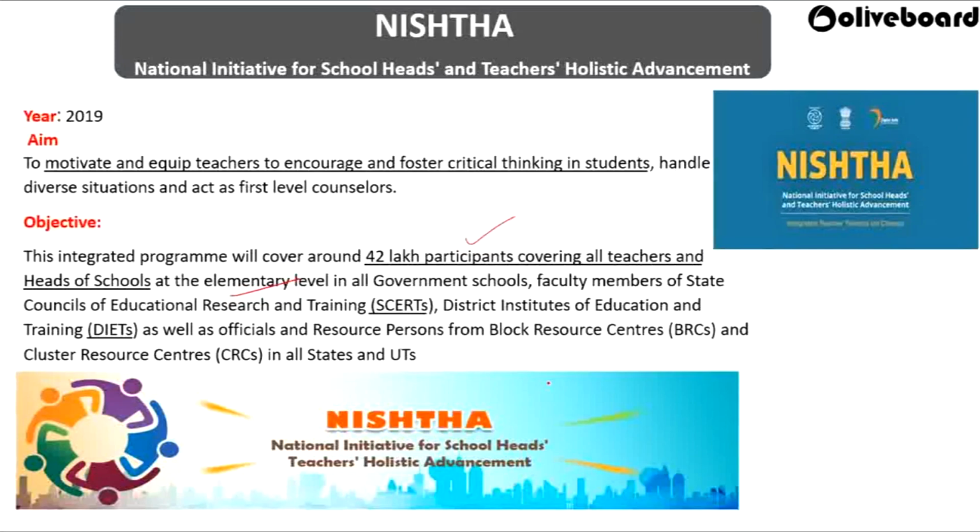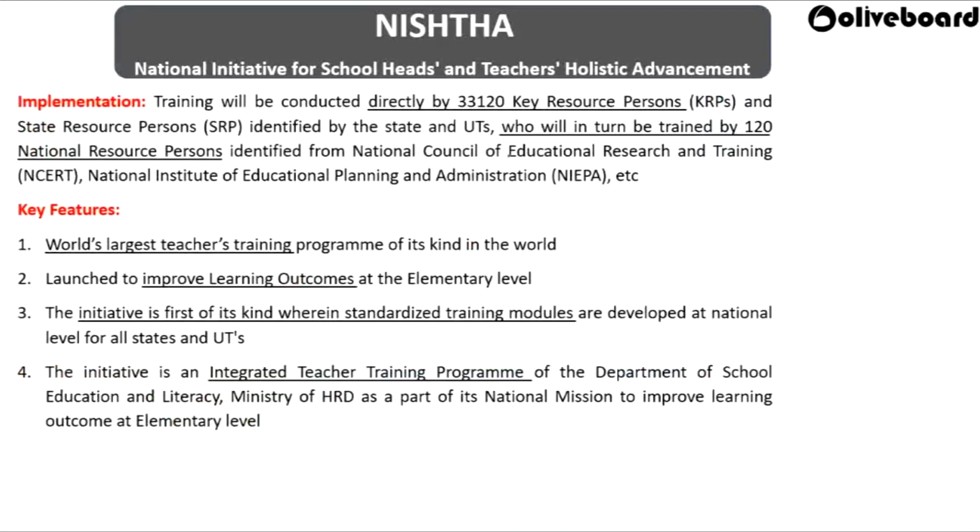Here you can see the logo of Nishta, and these people are joining hands together. So we are combining all the people together so that they can equip themselves for holistic advancement. The implementation of the scheme will be done directly by 33,120 key resource persons. These people will be selected and they will be training all the 42 lakh participants in this scheme.